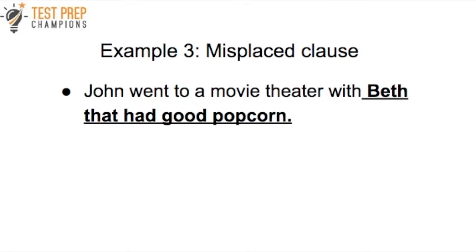So the third case here is a misplaced clause. A clause is a part of the sentence that contains a verb, and usually has a subject and a predicate. If you're not sure what I mean by these fancy grammar terms, don't worry about it too much. It's not going to matter for the sake of understanding this example here. John went to a movie theater with Beth that had good popcorn. If we read this literally as it appears on the screen, it sounds like the sentence is saying that Beth that had good popcorn, as if Beth had good popcorn.